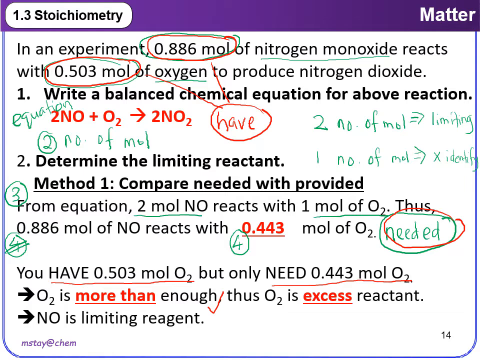So when it is more than enough, recall back to the definition. So we know that this oxygen is in excess. If oxygen is in excess, then nitrogen monoxide will be the limiting reactant. Because we only have 2 reactants, if one is in excess, automatically the other one will be the limiting reactant. The other way around, if you notice that NO is the limiting reactant, then oxygen will be the excess reactant.